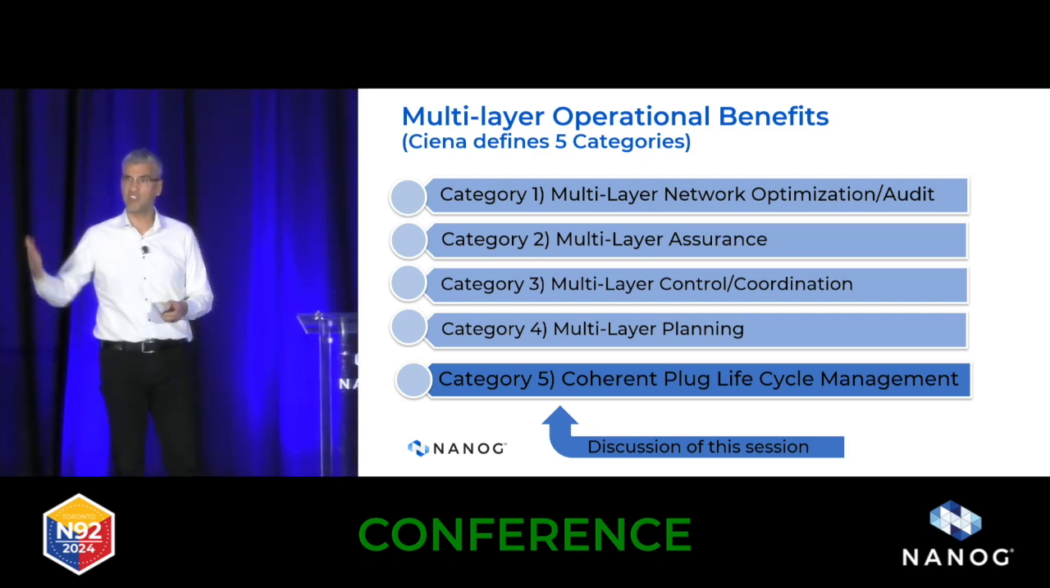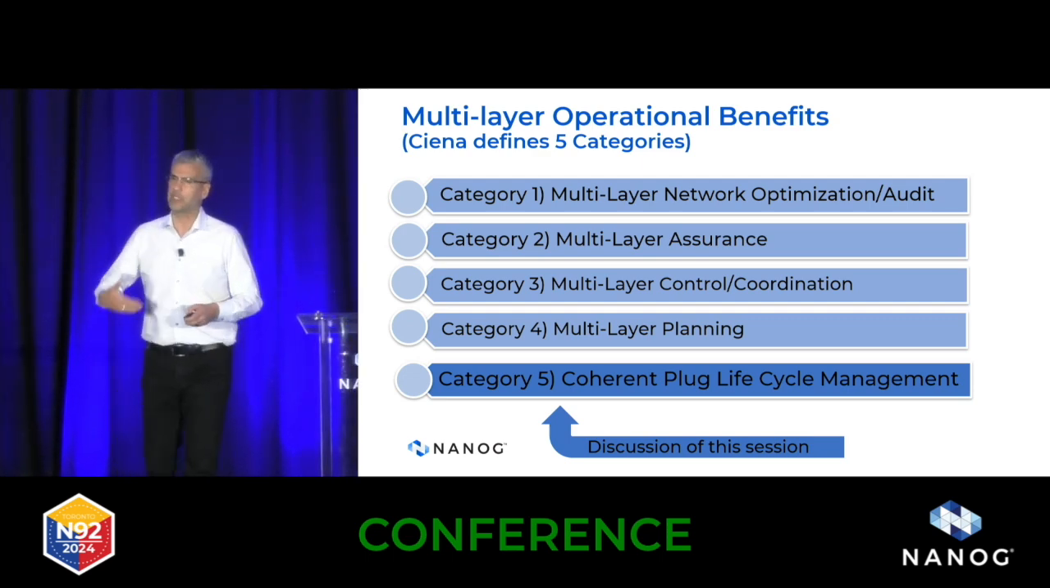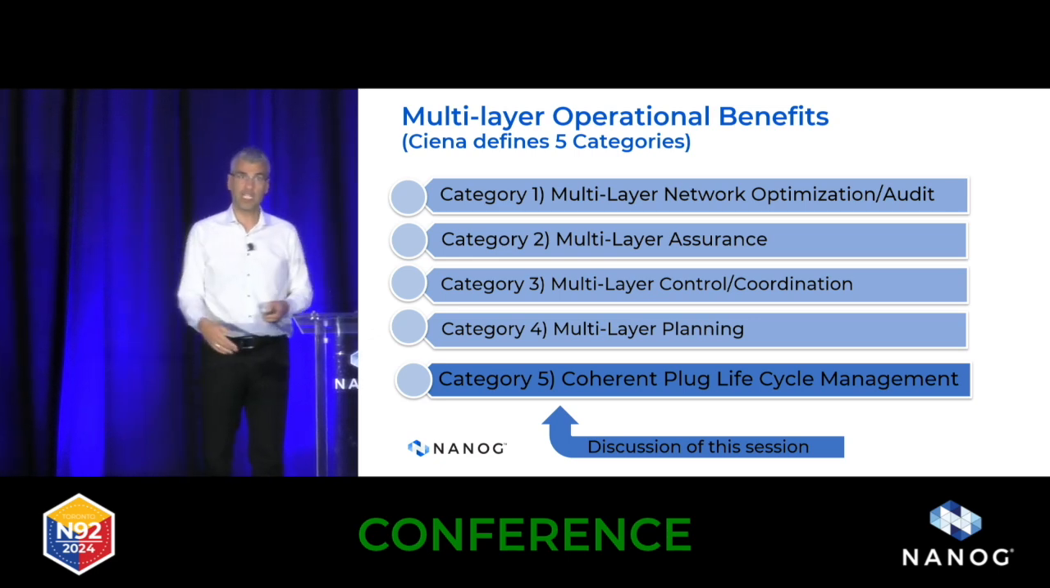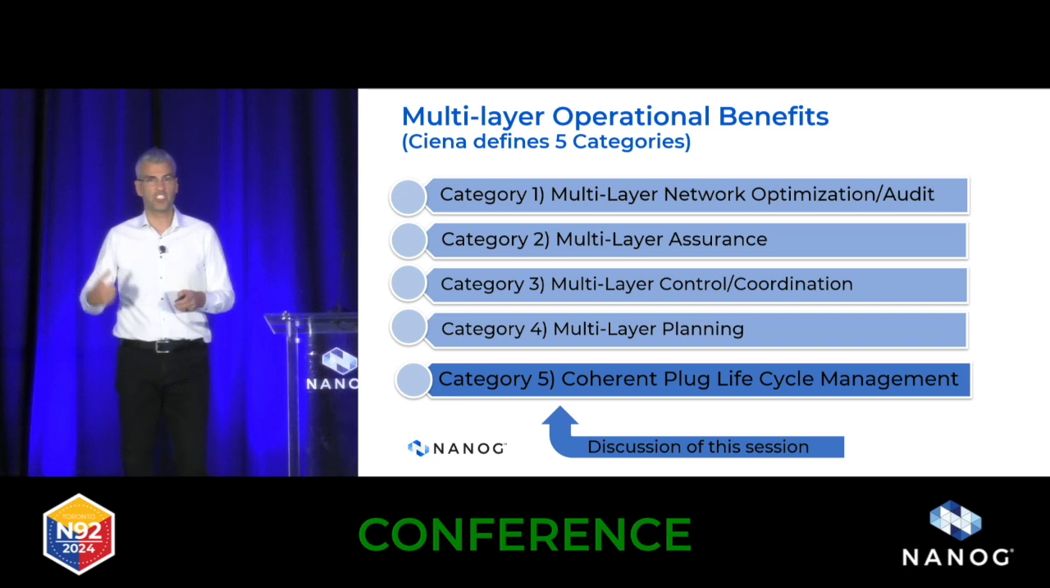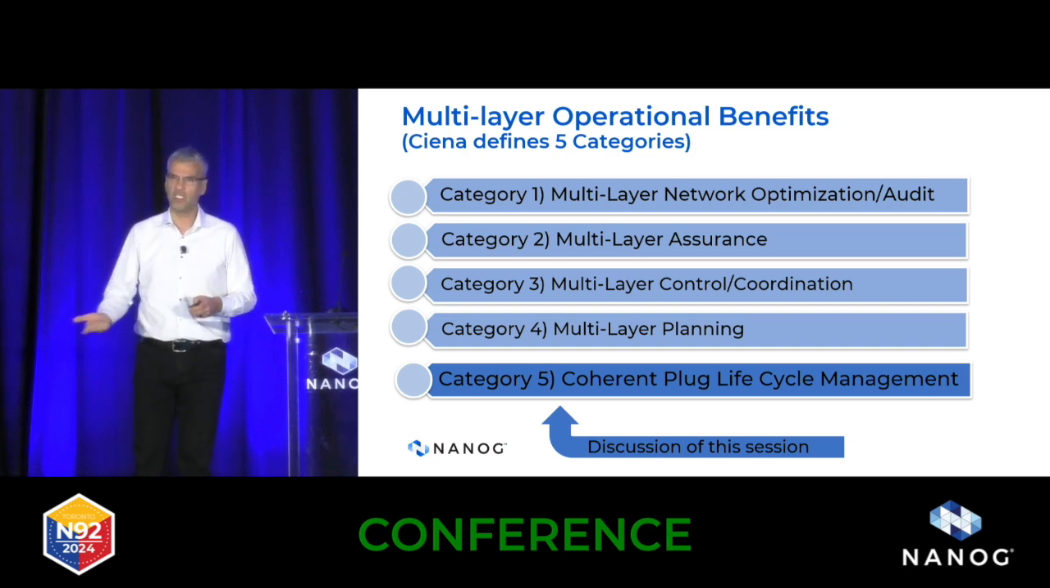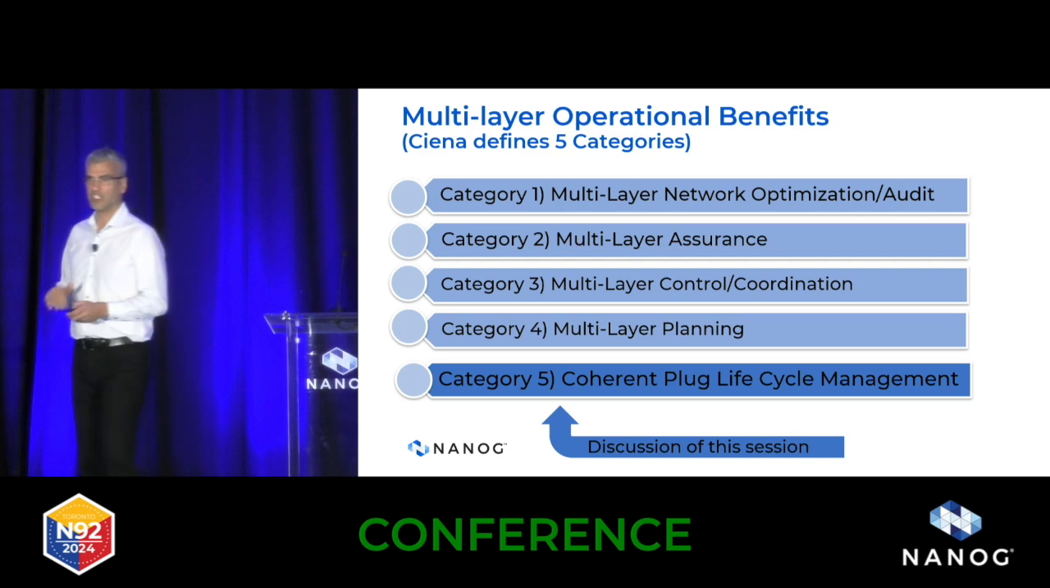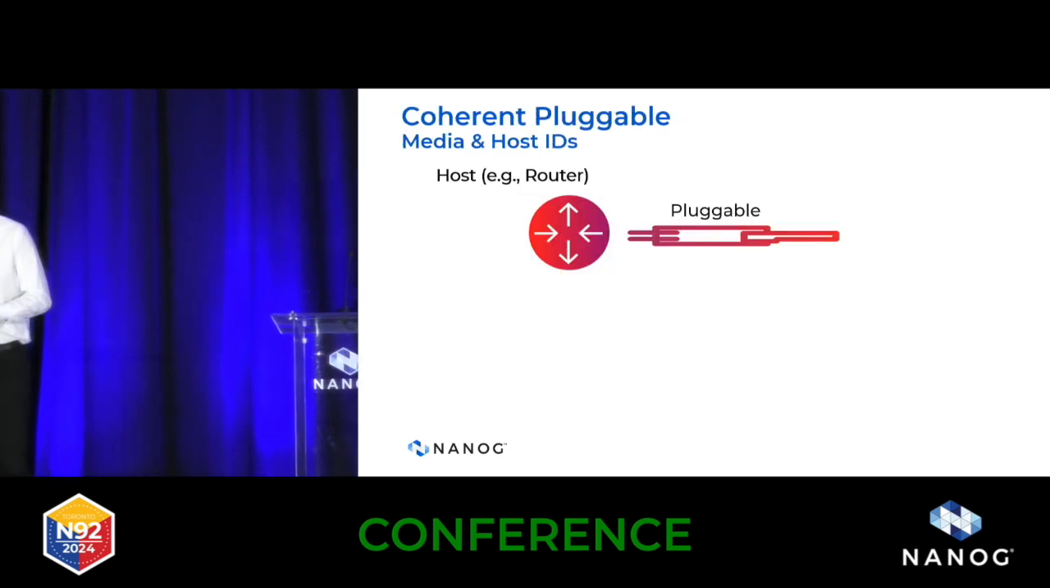If you are interested in any different aspect of the multi-layer IP over DWDM, the use cases that you will see here from the automation, assurance, correlation, and planning, we can have a discussion. Please see me after the meeting. We can have a discussion. But today, we just talk about the last category, which is the life cycle management of pluggables.